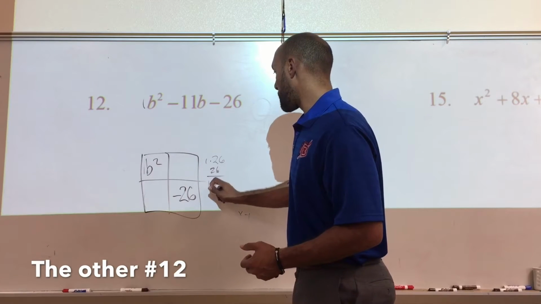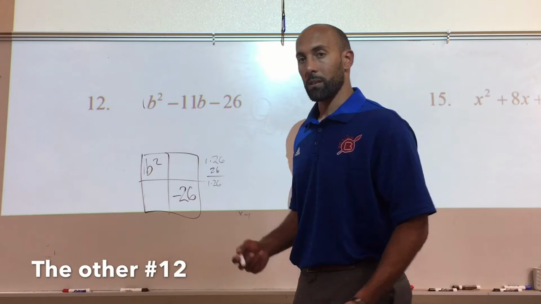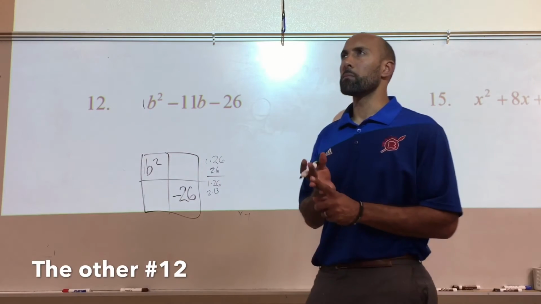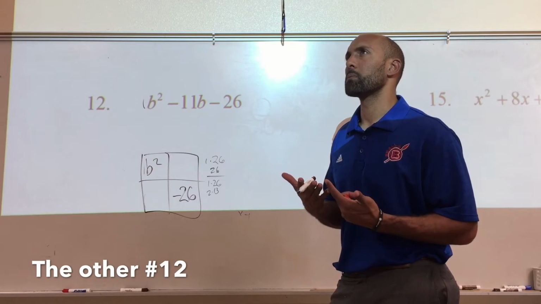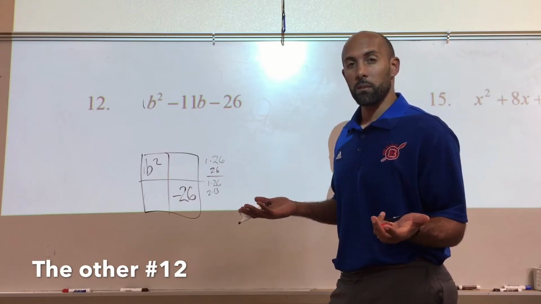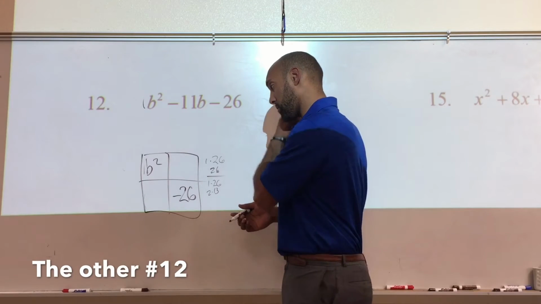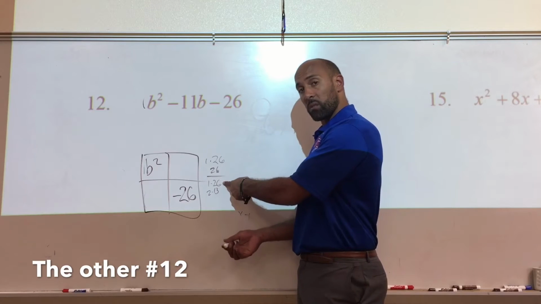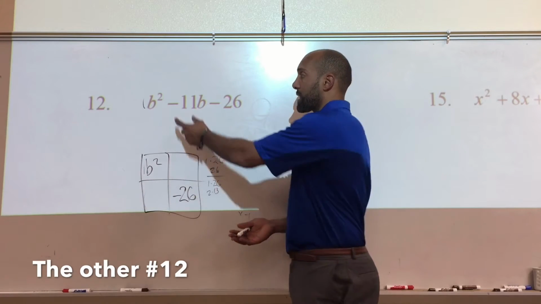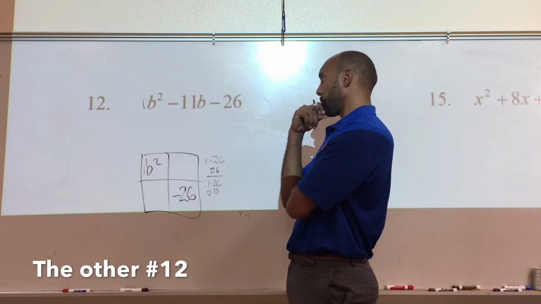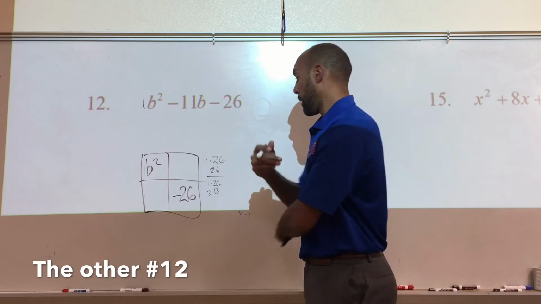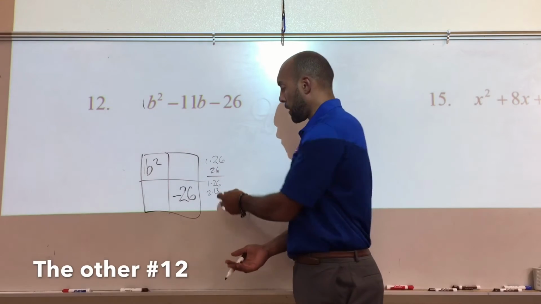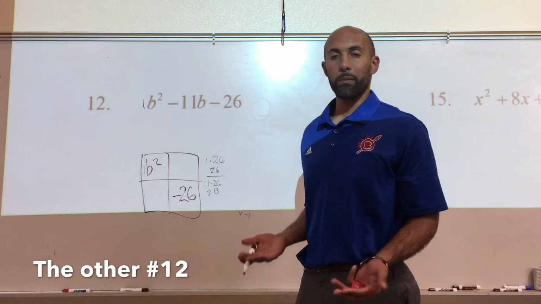Here we go. 1 times, well, the number itself, 26. 2 times 13. Okay, 3 times, 4 times, 5 times. Nothing else goes into 26. That's it, just those 2 combinations. So now I have to say to myself, with 1 and 26, can I either add those numbers or subtract them to get a negative 11? No, I can't. Can I? Because 26 minus 1, that's 25, not 11. And 1 plus 26, that's 27, not 11.